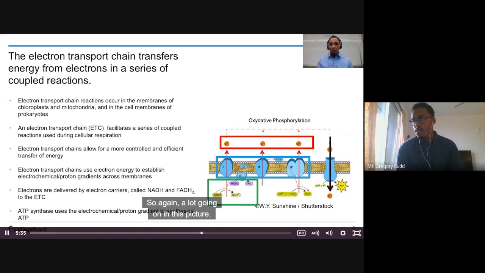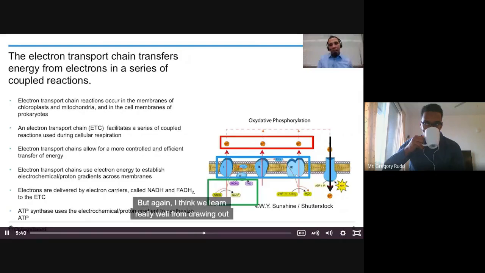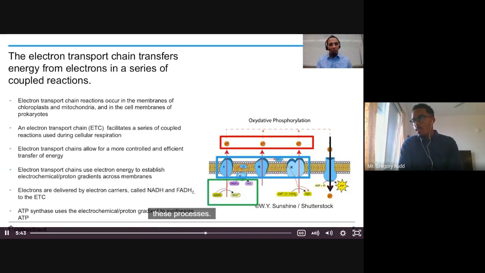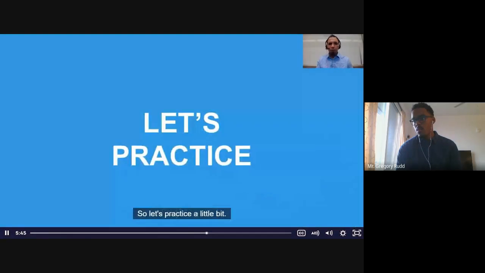So again, a lot going on in this picture. Pause, draw it, do your own colors, label it. But again, I think we learn really well from drawing out these processes. So let's practice a little bit. There was a lot there.